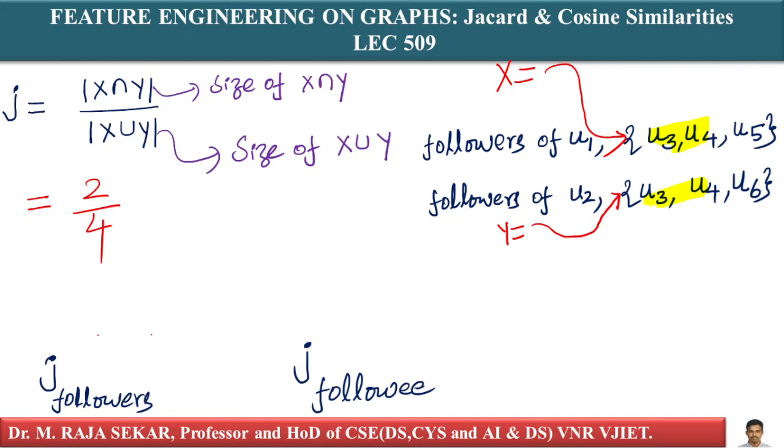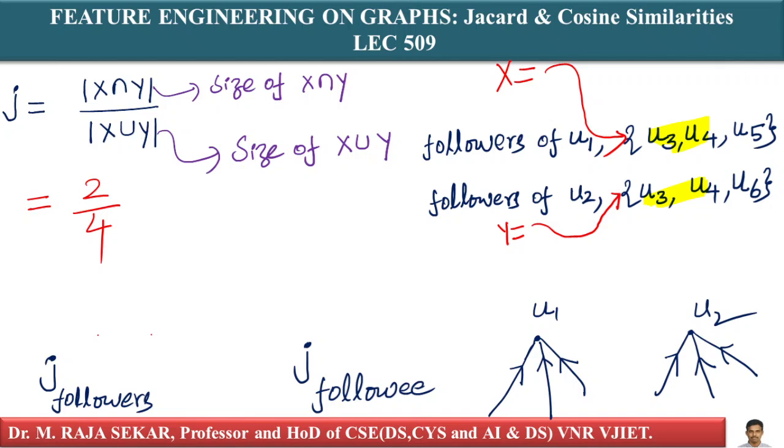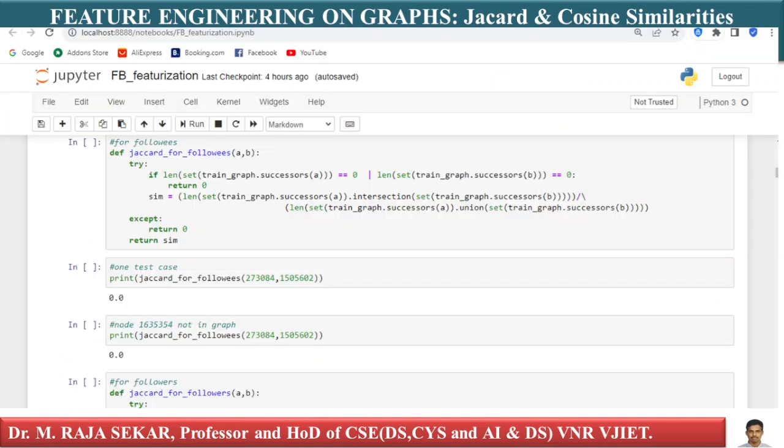If I have two users u1 and u2, I am taking the set of all followers of u1 and the set of all followers of u2. I am computing the set intersection by the set union, isn't it? Just the way I am doing for followers, I will do it for followees also. Very simple, isn't it? We are just going to implement each of these metrics. We will use all of these metrics or measures or features in the actual model later.